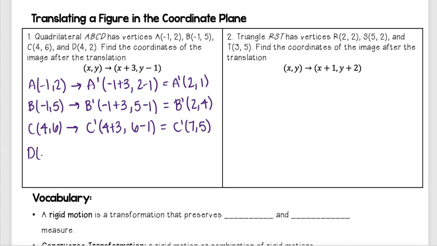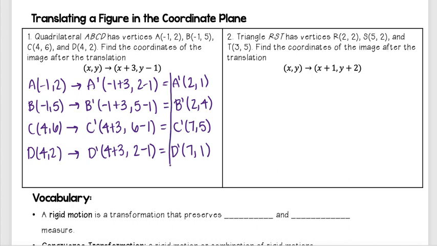And my very last one, again, I want to add 3 to my x coordinate, subtract 1 from my y coordinate. So 4 plus 3, I get 7. 2 minus 1, and I get 1. And so this is my answer.